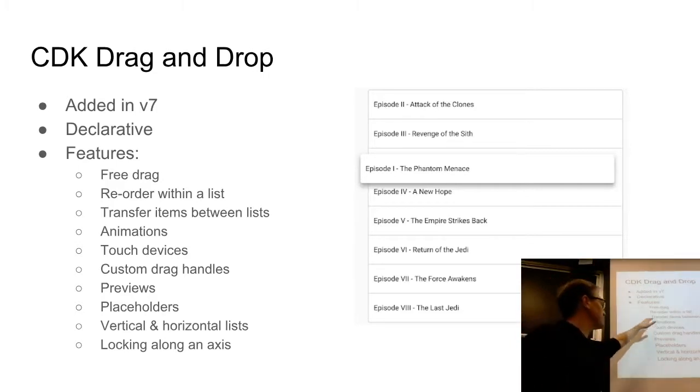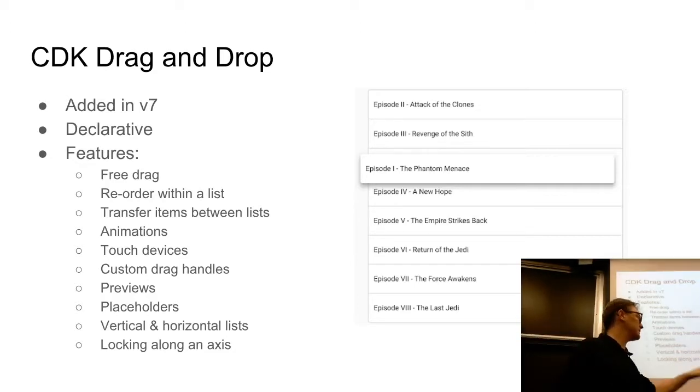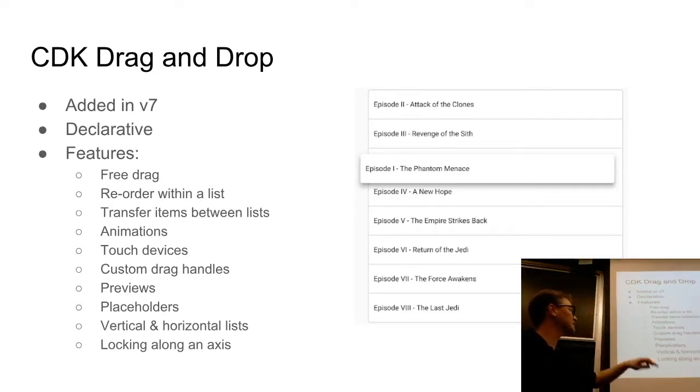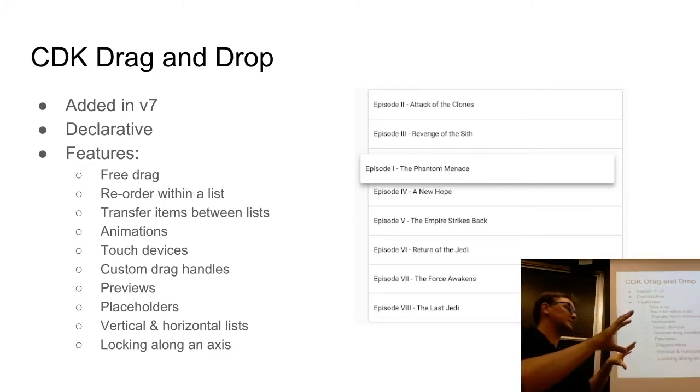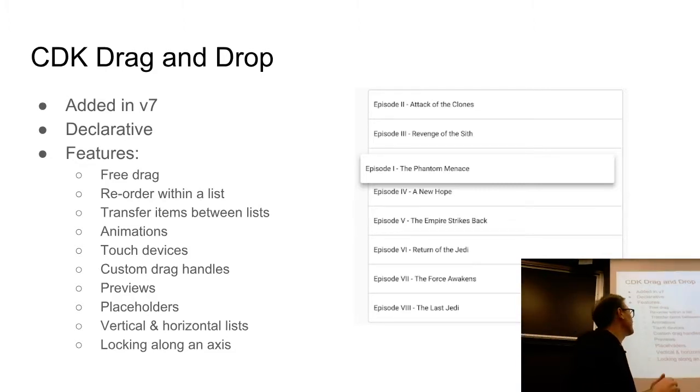So you can free drag, that is where you have an item on the screen, you can drag it anywhere that you want to, and then when you release the mouse button or your finger on the mobile device, the element stays in that place. You can reorder within a list, so that's kind of like a Trello board, and that's what we see over here. You can reorder items just by dragging them. You can transfer items between lists, so if you have multiple lists you can move items between them.